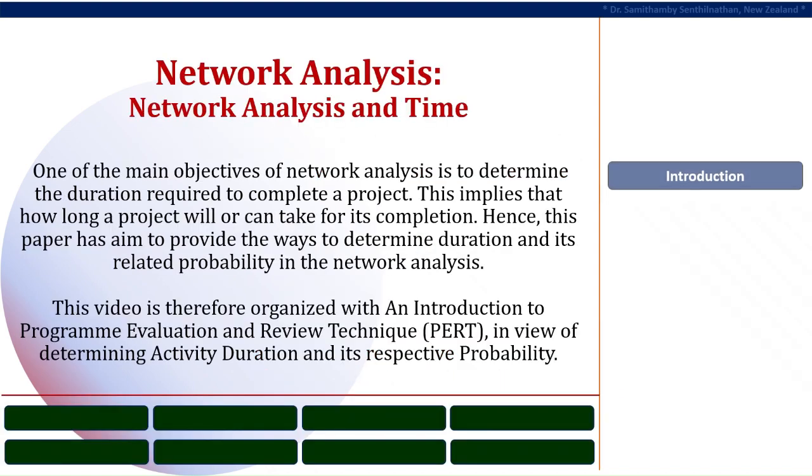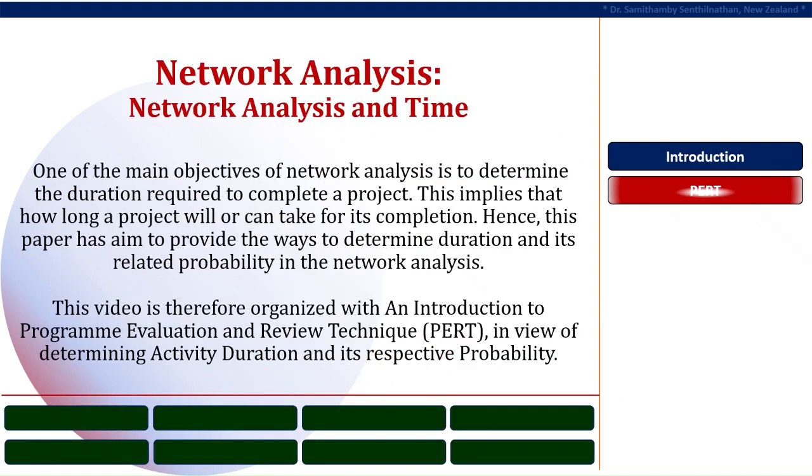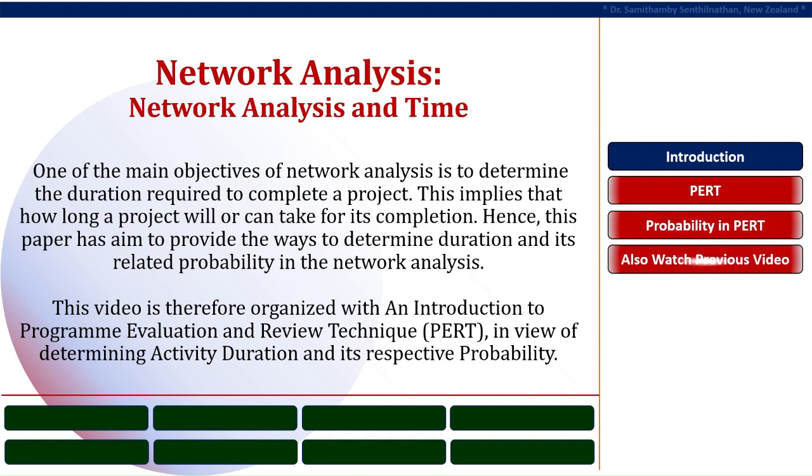In this video, we mainly cover the determination of time for an activity and its related project with their respective probability for an expected completion duration. One of the main objectives of network analysis is to determine the duration required to complete a project. This implies how long a project will or can take for its completion. Hence, this video aims to provide the ways to determine duration and its related probability in the network analysis.